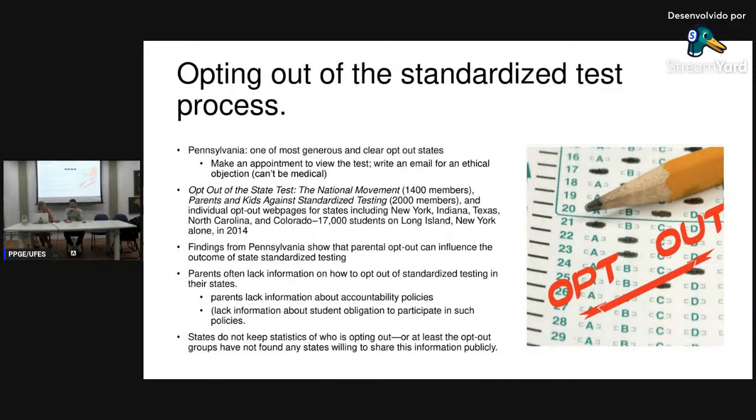And in some states, it's really hard to opt your child out, and in other states, it's very easy.